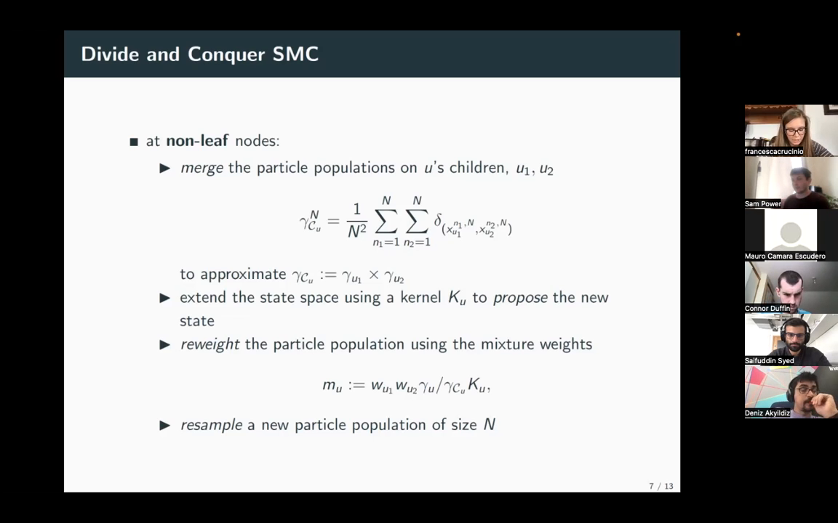We know that each of these particle populations approximate a one-dimensional marginal. So if we want to approximate a 2-dimensional joint, it's fairly natural to just take the product of the 2 marginals, which is what happens over here. So with this gamma calligraphic u is just the product of the 2 marginals over the 2 children. And we obtain this estimator, which has n² cost, because we have 2 n-dimensional particle populations and we mix them up. This is computationally quite heavy.